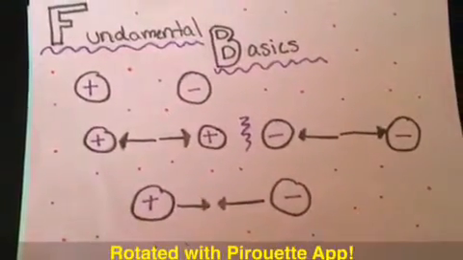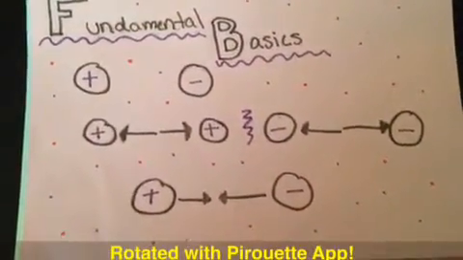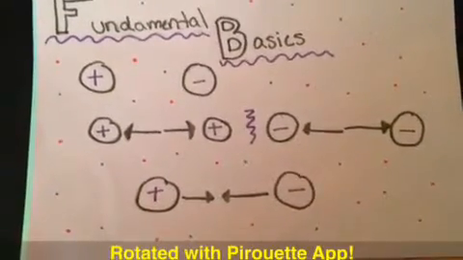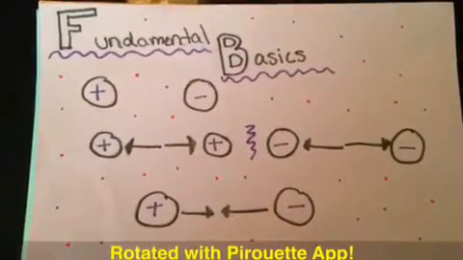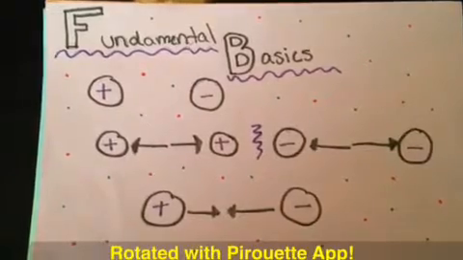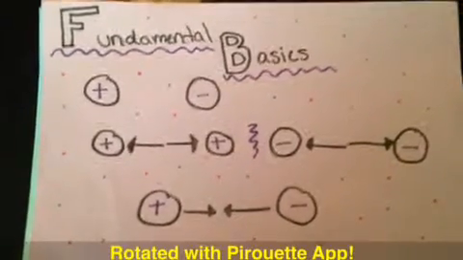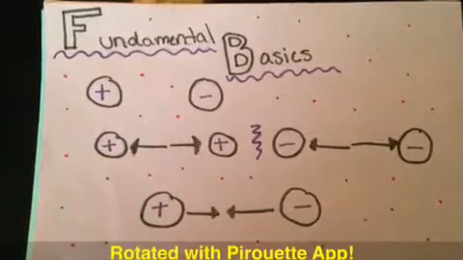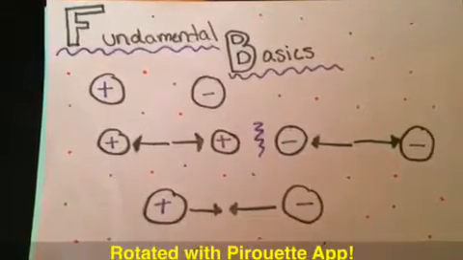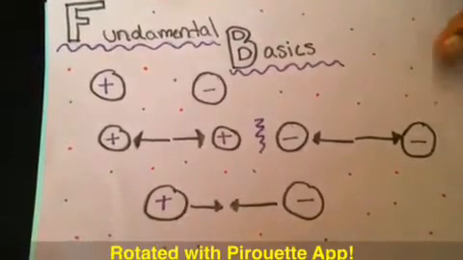So here are some of the fundamental basics. You have two types of charges, a positive and a negative charge. Like charges repel and opposite charges attract. So for instance, you have two negative charges repelling and a positive and a negative charge attracting.